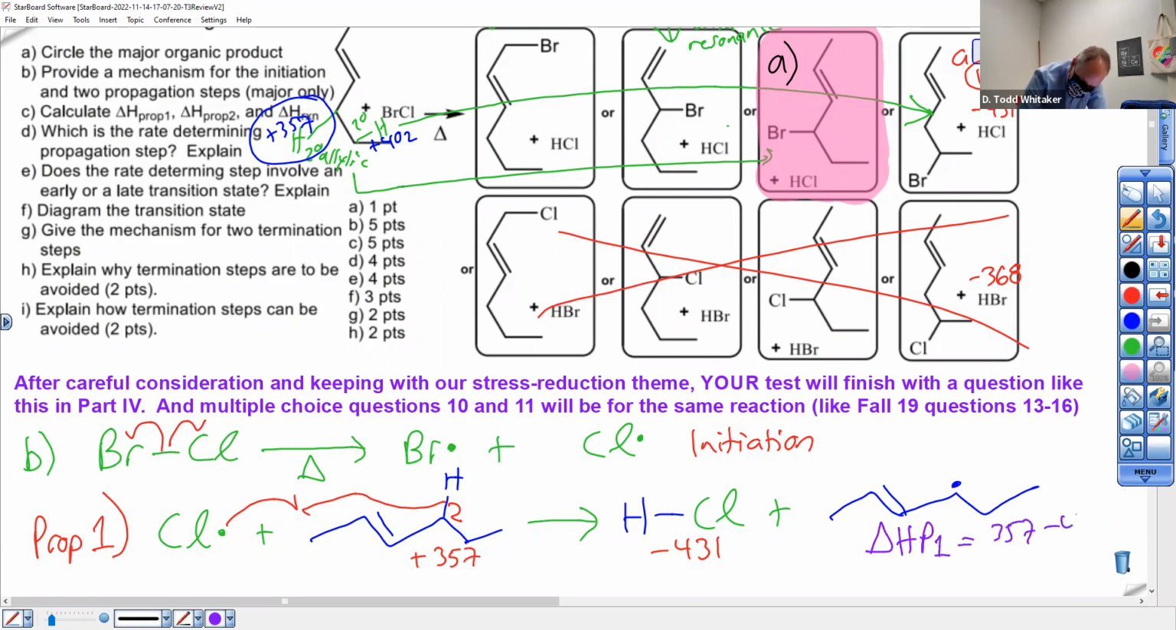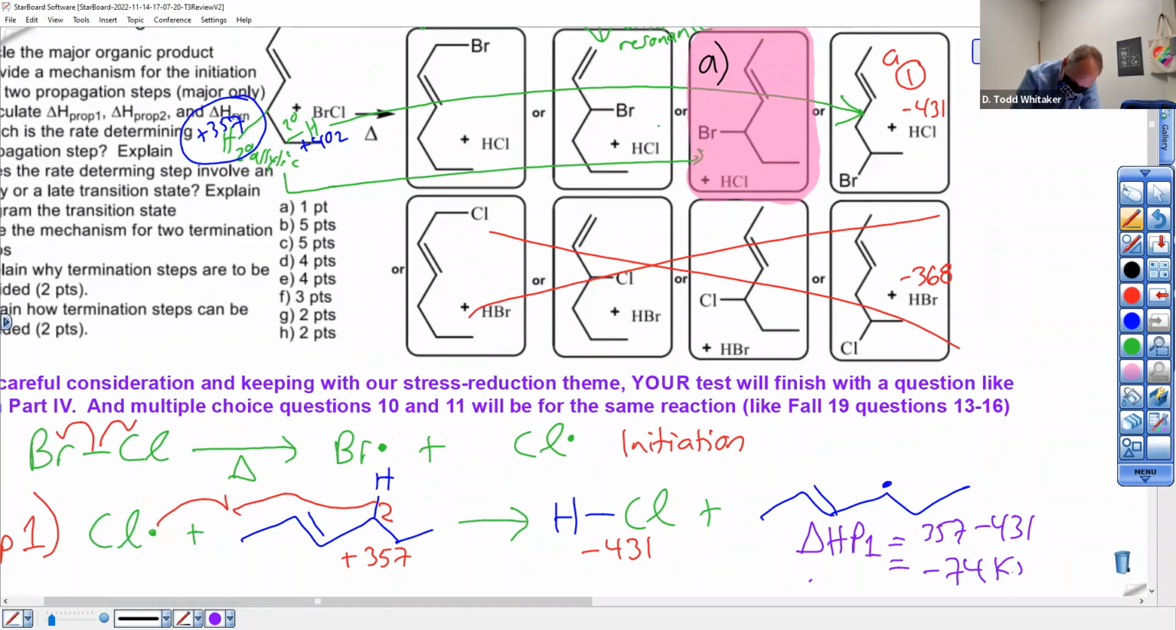357 minus 431. I got the 1 minus the 7 is a 4. The 3 minus the 5 is, that's a 2 now. 2 minus a 5 is a 7, and that's a negative. Units, please. Yeah, kJ per mole. It's right on the chart. So if you forget, it's okay. It's on the chart. It says units, kilojoules per mole.